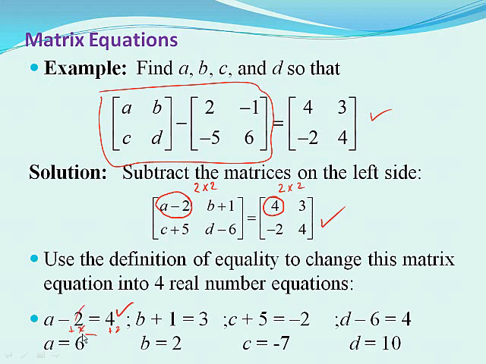So we get A equal to 6. Then move to the next location. B plus 1 has to be equal to 3. So that is a new equation. So B value will be 2. C plus 5 will be matching with negative 2. Same locations. Solving that, we will get C equal to negative 7. And similarly, D minus 6 will be 4. D equal to 10.